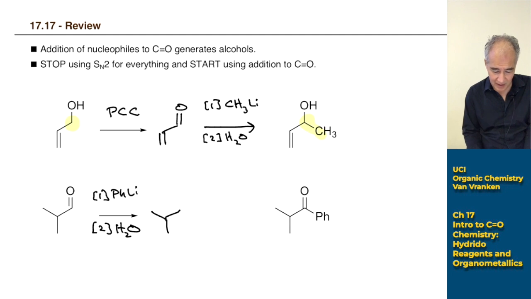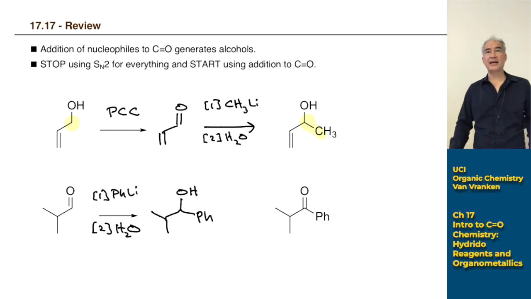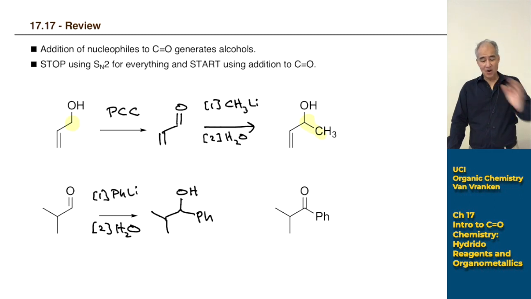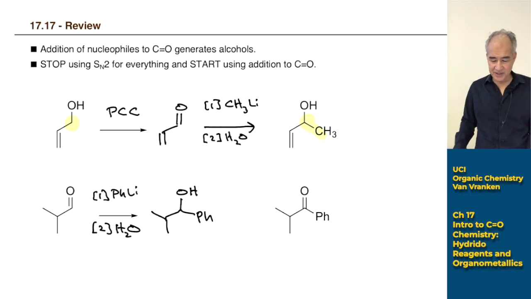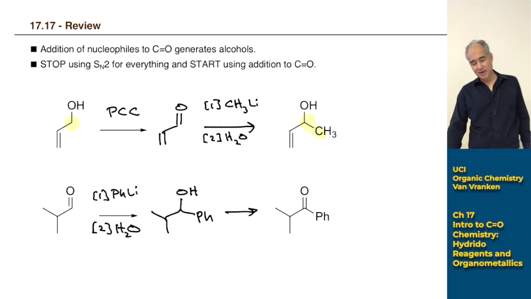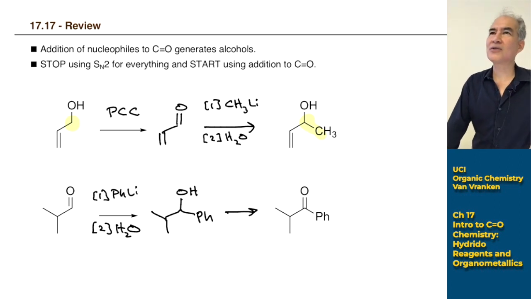And so this makes a bond to where the carbonyl was. It adds that phenyl group on there, and the water workup puts that proton on the oxygen. So there's no one-step method to convert an aldehyde to a ketone like this. You have to do this in 2 steps. So if only there were some special reagent we could use to oxidize alcohols to carbonyls.